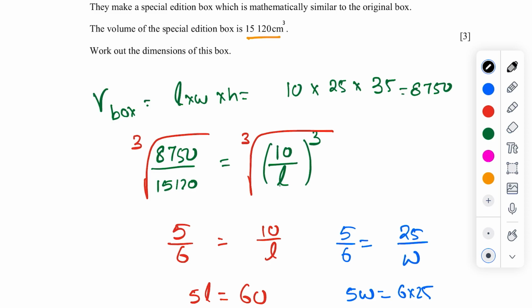And same is the case for height also. 5 upon 6 equals 35 upon height. So 5H equals 6 times 35. So H equals 6 times 35 divided by 5, which is nothing but 42. That's going to be the answer.